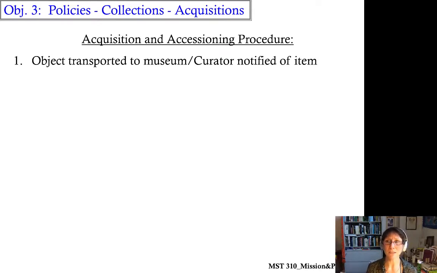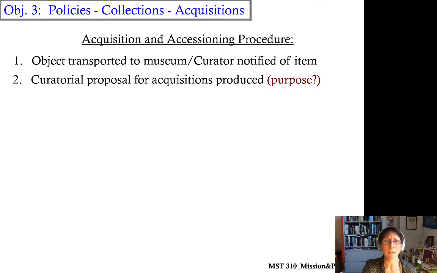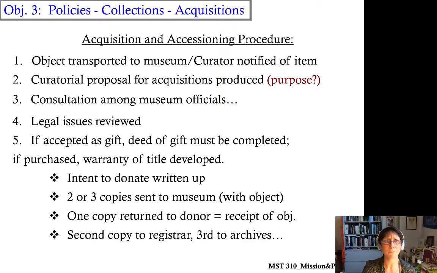So it's a lot easier if you avoid any messiness and don't have the donor bring it to you. Instead, you go see it. But it happens all the time. So you become aware of some object. A curatorial proposal for acquiring the object is produced. We've talked about this already in class. There's a consultation among all the museum officials. Legal issues are reviewed. And then you decide if you want to accept it as a gift or not.